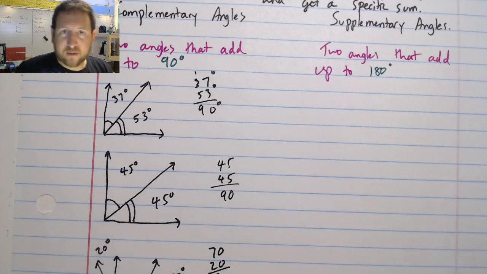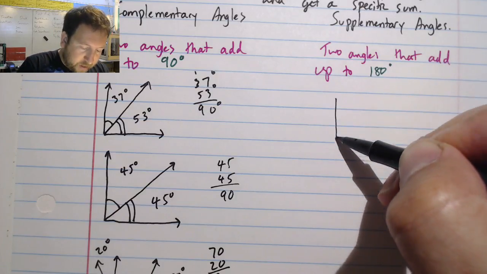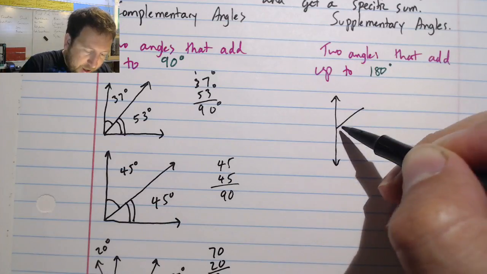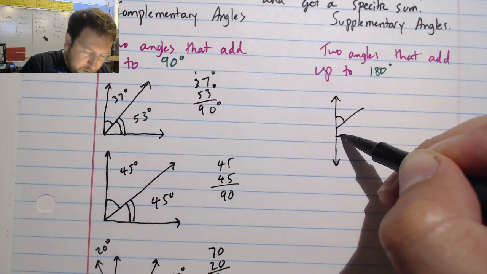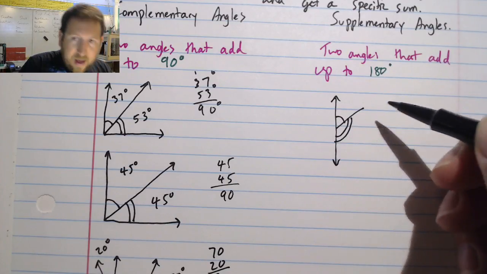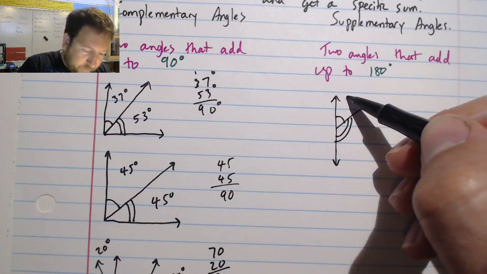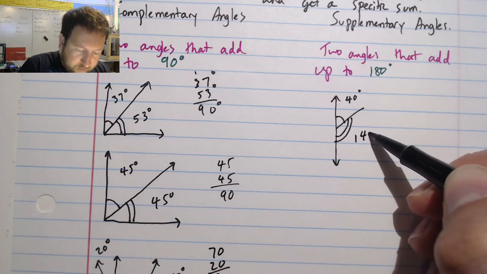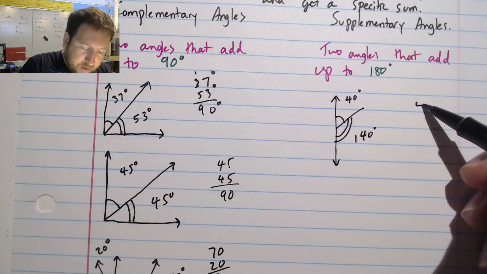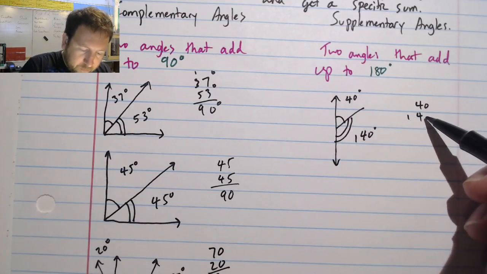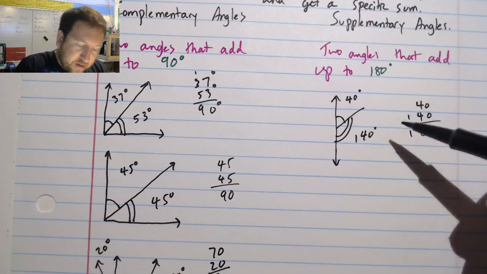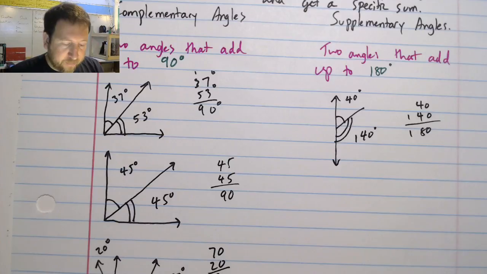Often we can draw them just on a line. So if I drew a line like this, I may have my angle 1 here and my angle 2 here. And here I might have one that's 40 degrees and one that is 140 degrees. If I add them up, I get 180. So I can tell that these two angles are indeed supplementary.